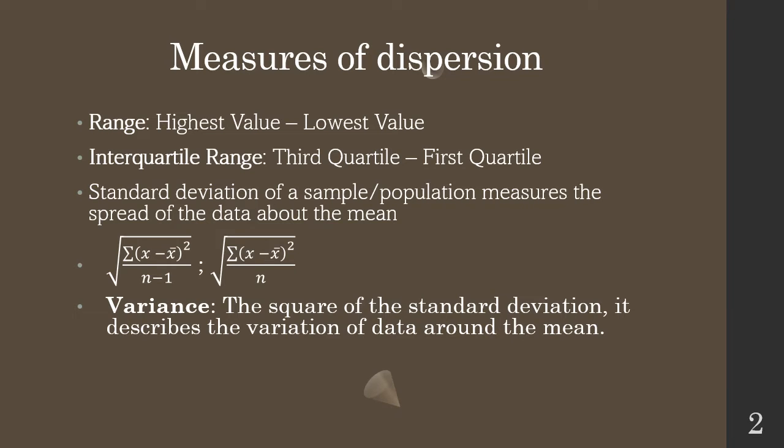And notice we have two formulas, because if we're finding the standard deviation of a population, we divide the sum by n, while for the sample we divide the sum by n minus 1. So the standard deviation is the most popular one of the measures of dispersion, and it measures the spread of the data about the mean. The variance tells me how my data varies, and it's the square of the standard deviation.